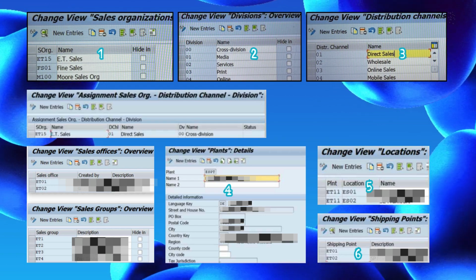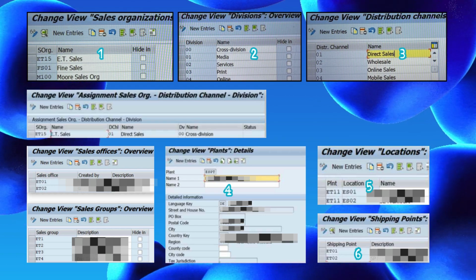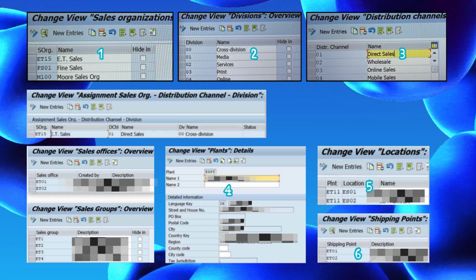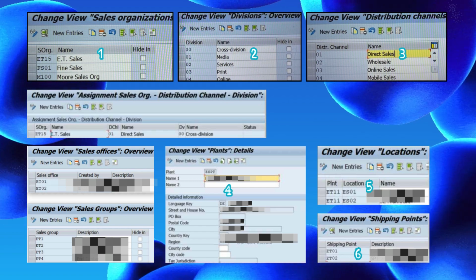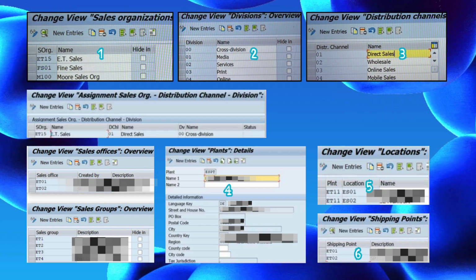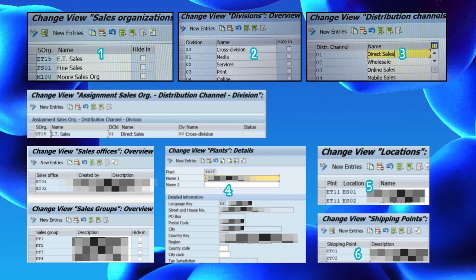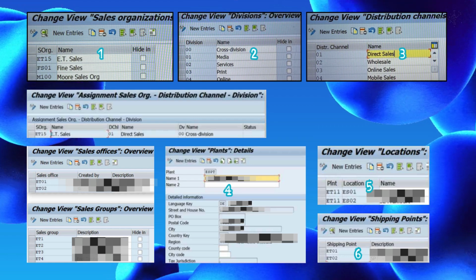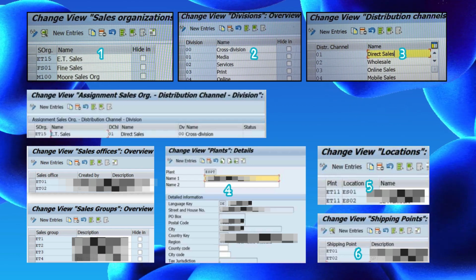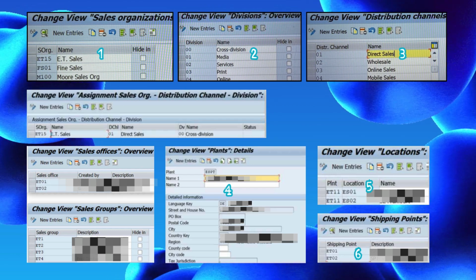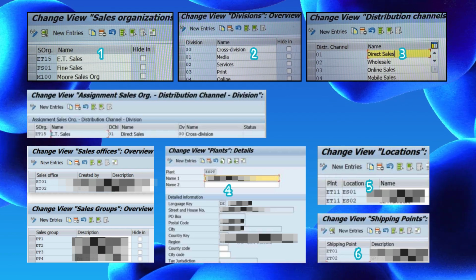A sales group represents the grouping of sales staff that carry out the sales activities. This grouping is based on areas of responsibility. Each sales group must be assigned to a sales office for which it can operate. So these were the sales area, sales office, and sales group. Let's continue with plant, storage location, and shipping point.